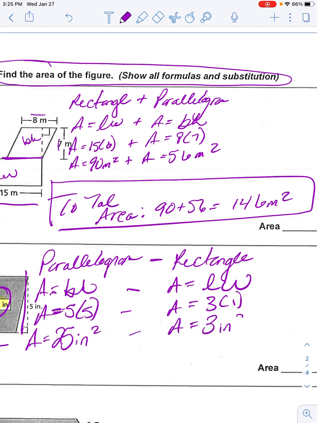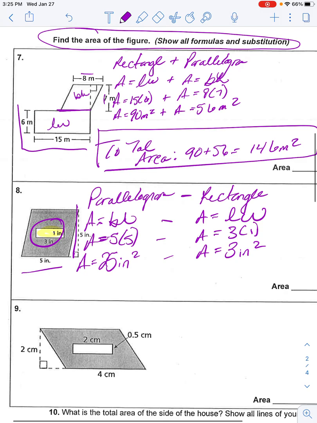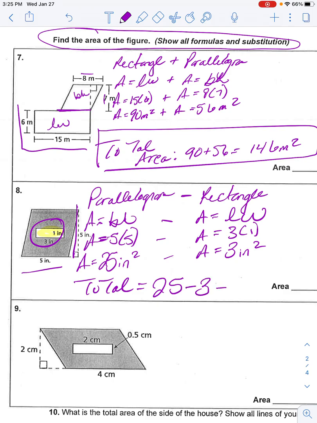So 3 square inches is not shaded. So to find the total shaded area, you're going to do 25 minus the 3 to get 22 square inches.